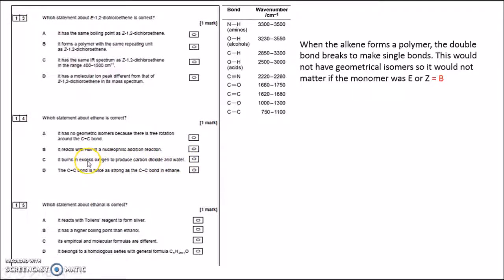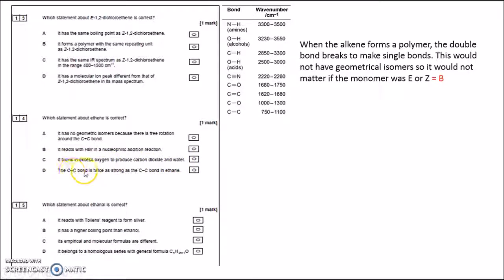The word excess is important, so if there's not a plentiful supply of oxygen, then it would be incomplete combustion rather than complete combustion. There'd be incomplete combustion, and it may form something like carbon monoxide or even carbon as a black solid. But in excess oxygen, it will produce carbon dioxide and water.